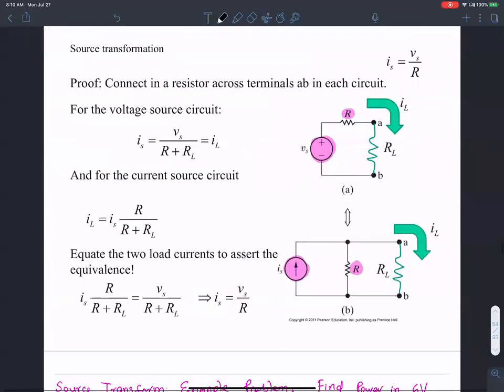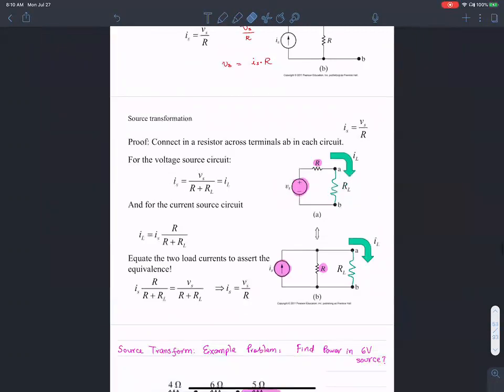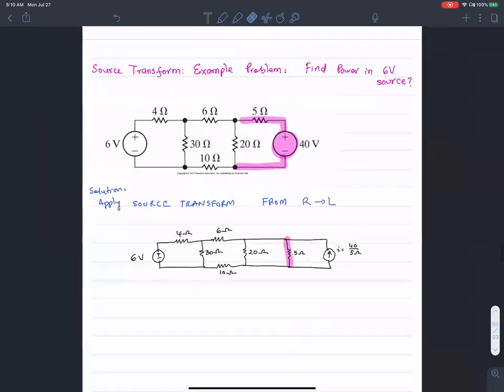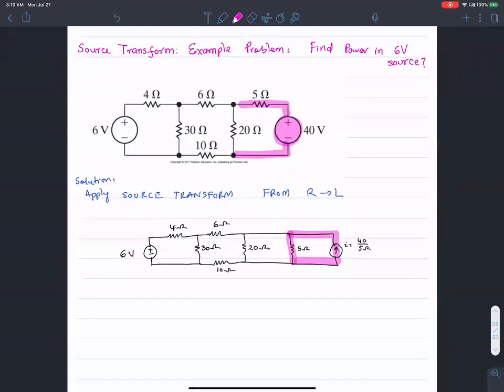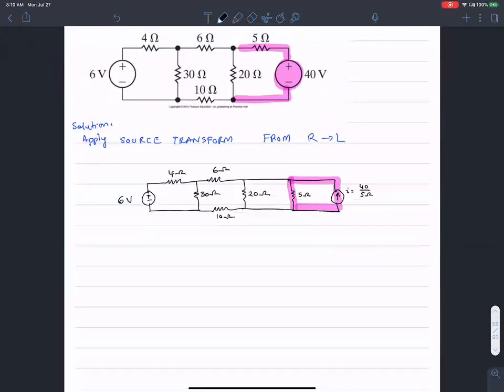The idea is, in order to get a current source, simply divide the voltage source by the resistance. So I transformed a voltage source with a series resistance into a current source with a parallel resistance. Well, how is that useful to me? Well, it is useful because now I can simplify the rest of the circuit.